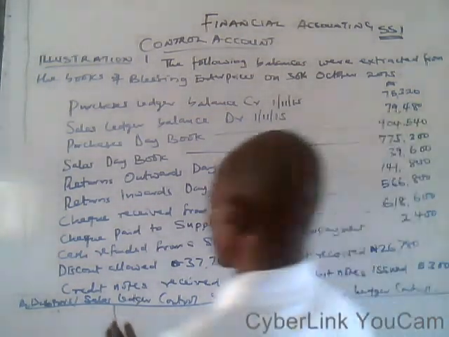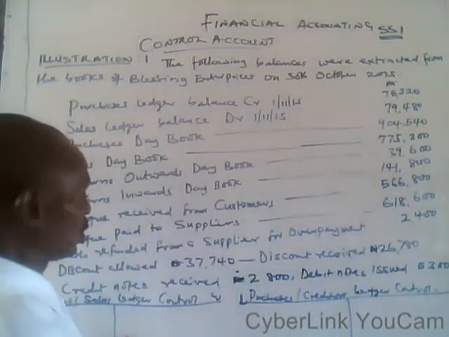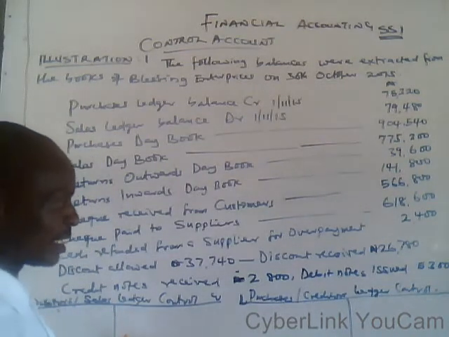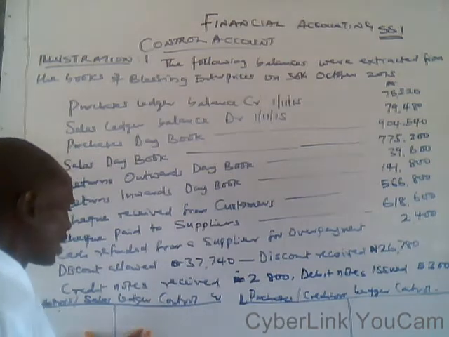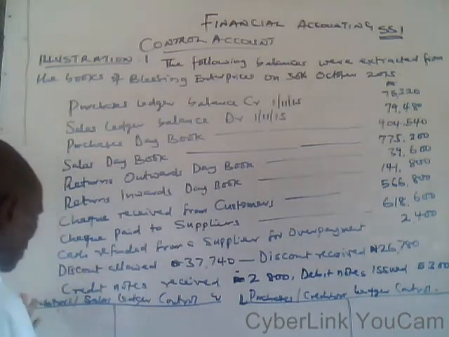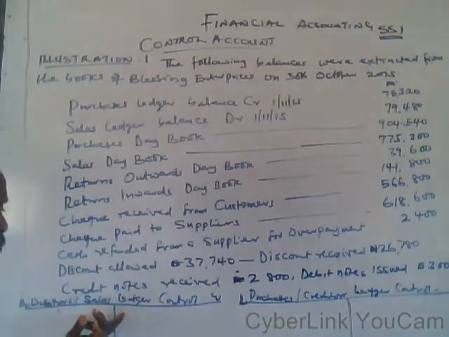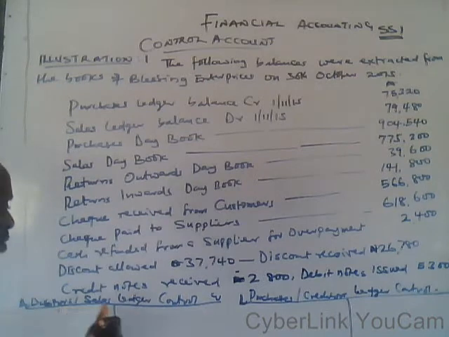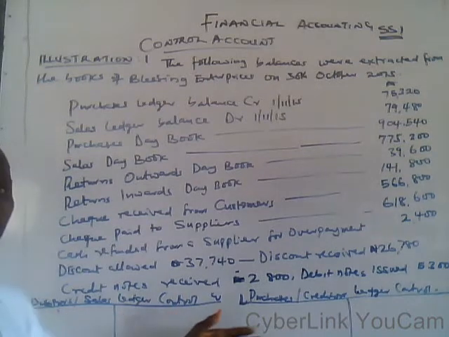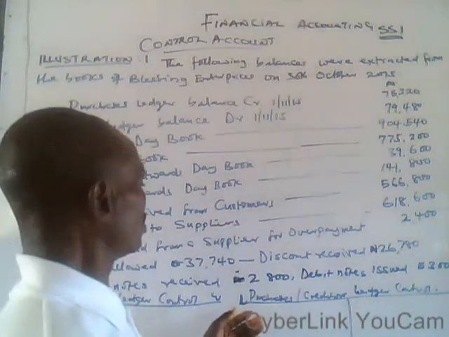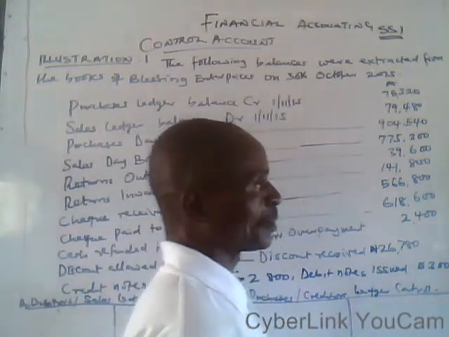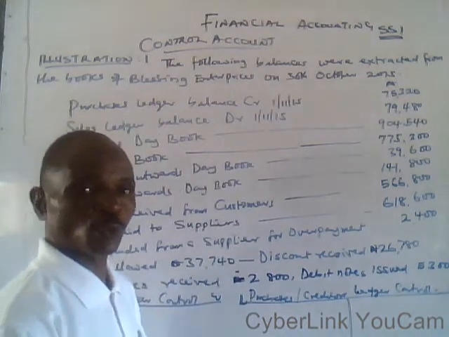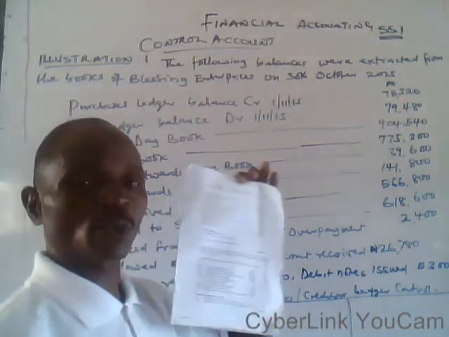Now, to post all these items into the ledger, that is the purchase ledger control account and sales ledger control account, rule the account, and we have a debit and credit. The first account to prepare is the debtors or sales ledger control account. The second account is the purchase or creditors ledger control account. It will be advisable to open the two accounts together.